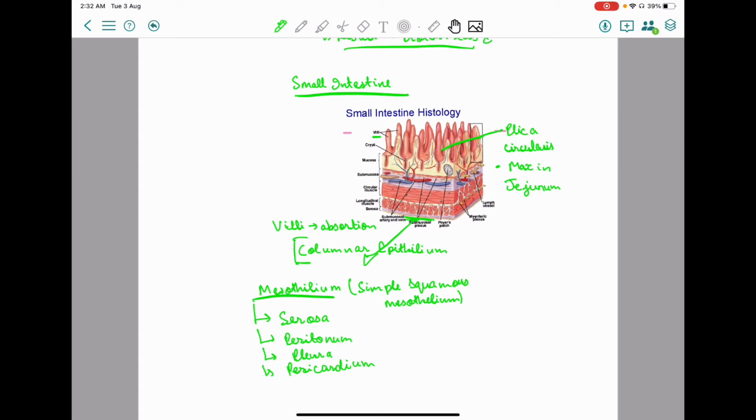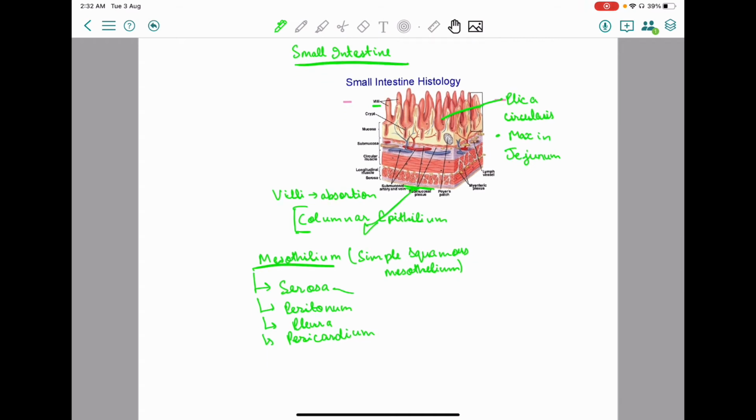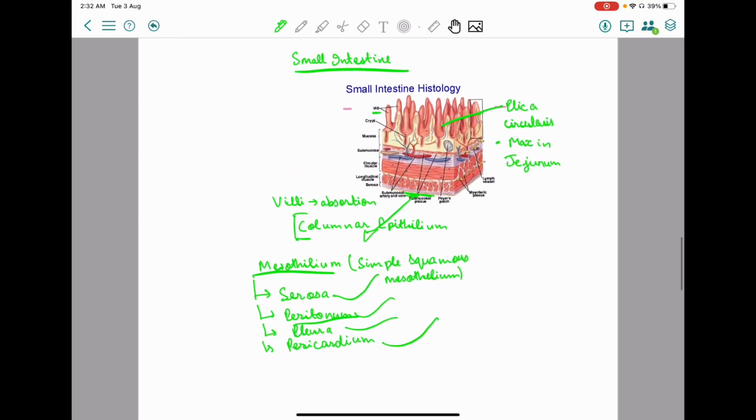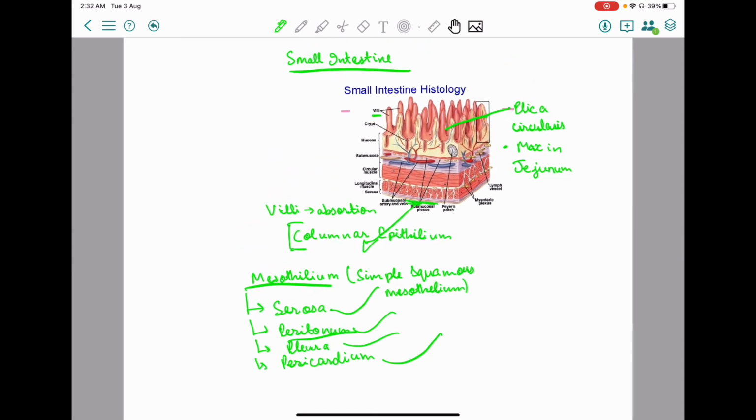But in this case, it is made up of peritoneum, but it can be of any of the four when it is present. It can be serosa, it can be peritoneum, it can be pleura, it can be pericardium. But here it is made up of peritoneum. Okay. So this was the small intestine.